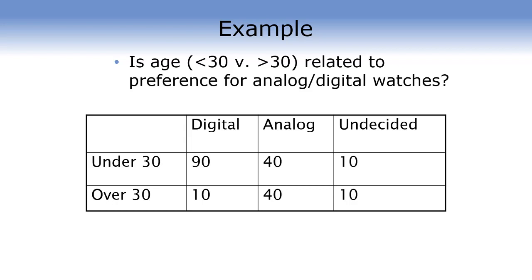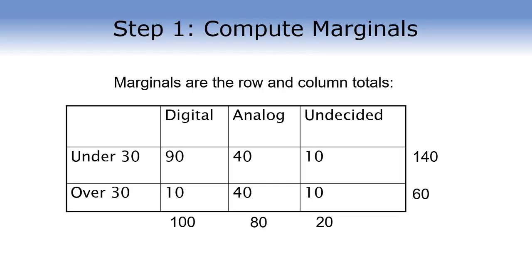Okay, so hopefully you've had a chance to work through the problem. So the first step is to determine what our row sums are, right? And what our column sums are, right? So we need to add up each of these. So if we do that, what you'll find is that we get, for the first row, 90 plus 40 plus 10 gets us 140. 10 plus 40 plus 10 gets us 60. And then each column, 90 plus 10 is 100, 40 and 40 is 80, right? And 10 and 10 is 20.